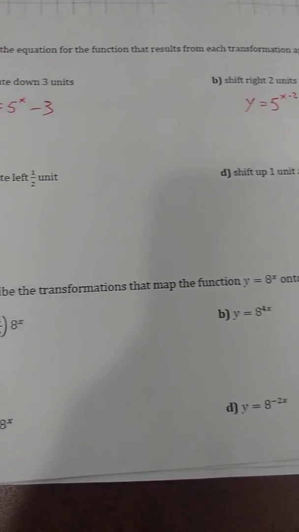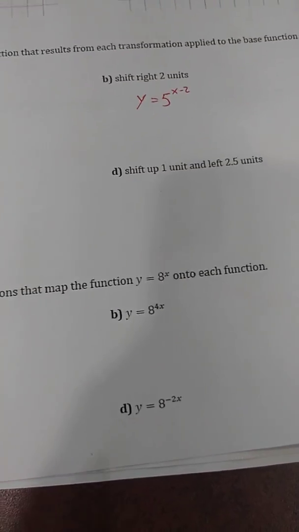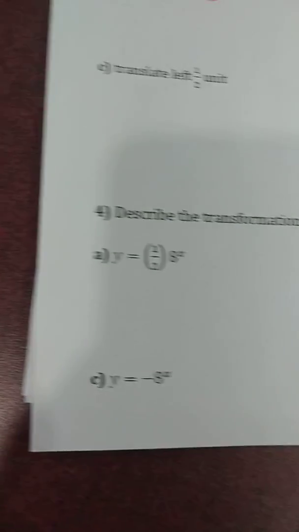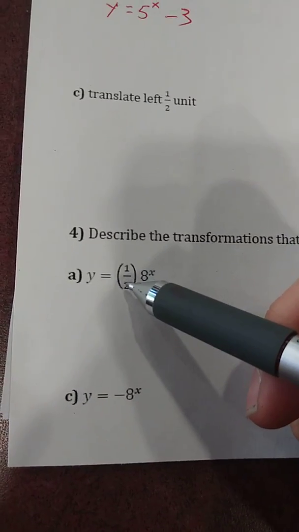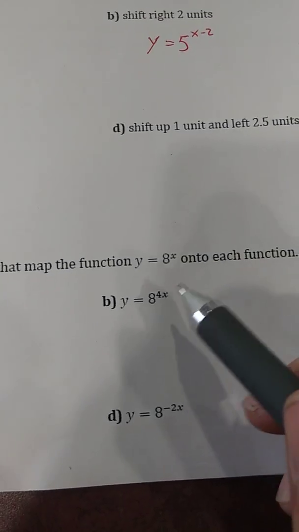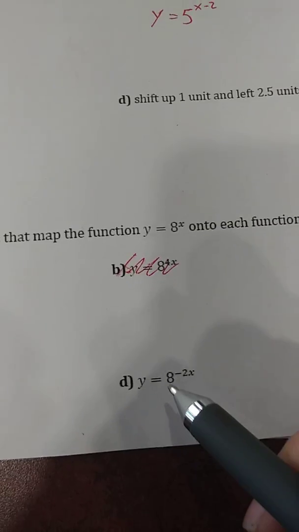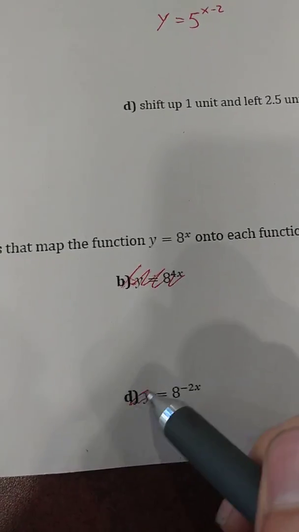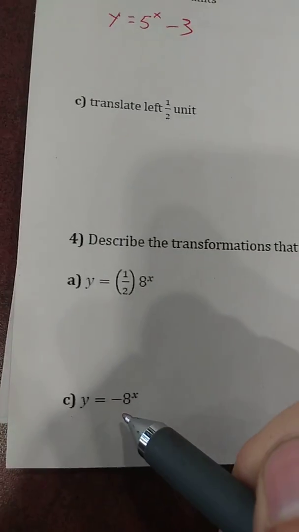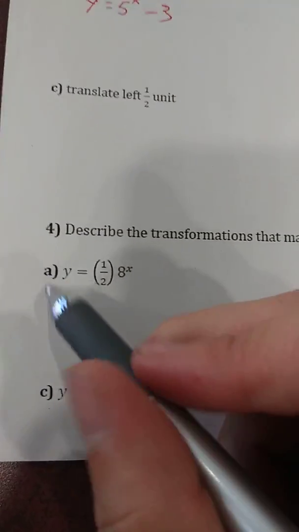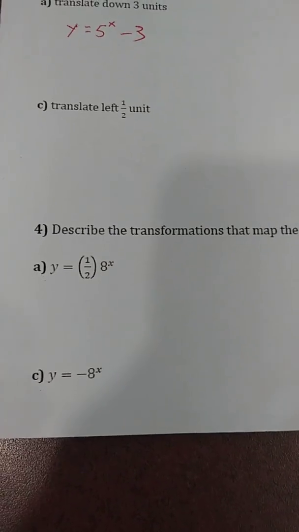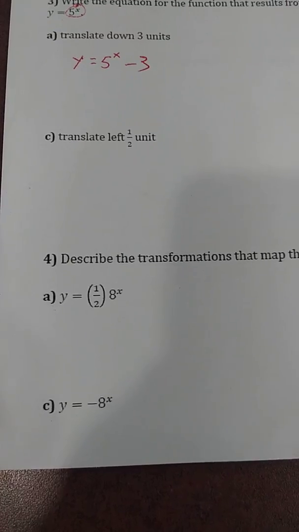Now describe the transformations that map. So these on the bottom here are the same as the ones that we did up here. It's just, again, you have several. 1/2 is the y-intercept, and that's it. Here, actually, don't do B. Don't do it. Here, don't do D. So pretty much do A and C of number 4. And that's it, guys, for this worksheet.